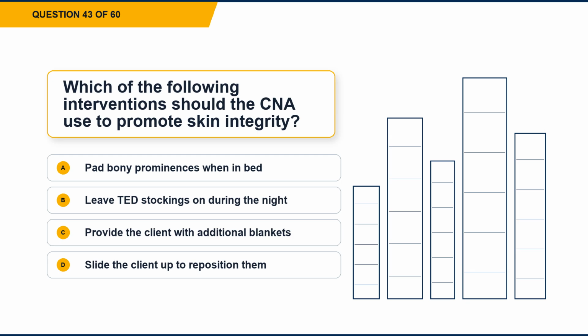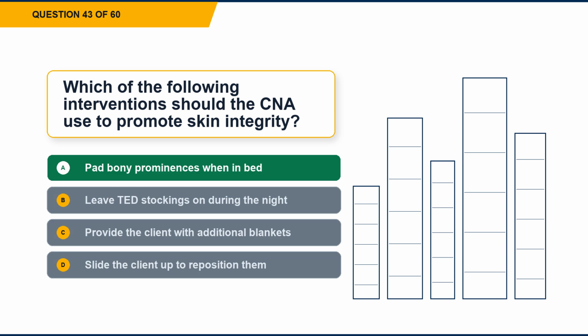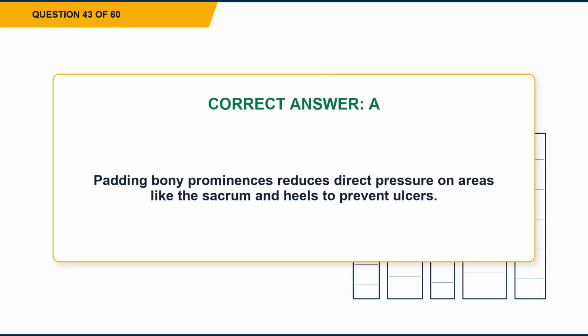Question 43. Which of the following interventions should the CNA use to promote skin integrity? Option A, pad bony prominences when in bed. Option B, leave TED stockings on during the night. Option C, provide the client with additional blankets. Option D, slide the client up to reposition them. The correct answer is option A, pad bony prominences when in bed. Explanation. Padding bony prominences reduces direct pressure on areas like the sacrum and heels to prevent ulcers.